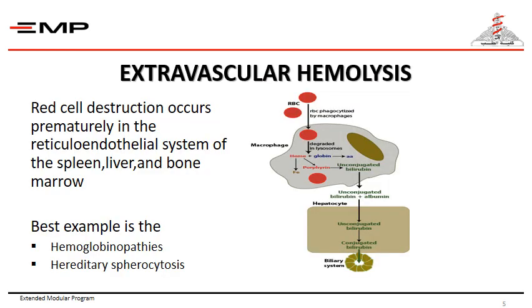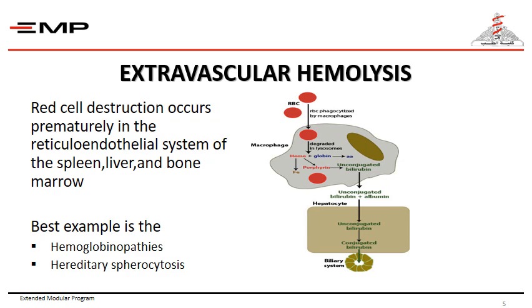In pathological conditions, red cell destruction can occur either within the intravascular compartment, what we call intravascular hemolysis, or in the reticuloendothelial system, what we call extravascular hemolysis. Extravascular hemolysis means premature red cell destruction in the reticuloendothelial system of the liver, the spleen, and the bone marrow. The best examples are the hemoglobinopathies, hereditary spherocytosis, and autoimmune hemolytic anemia.